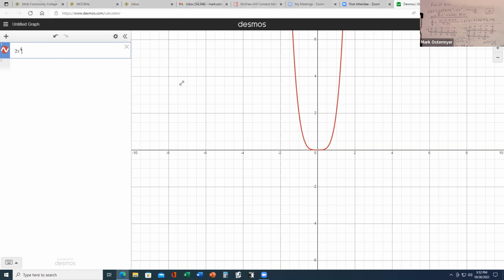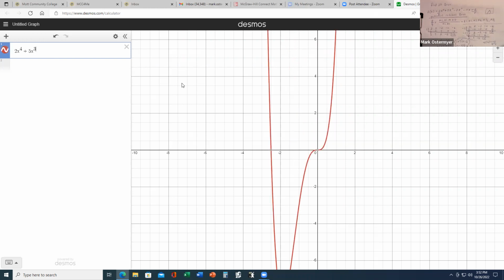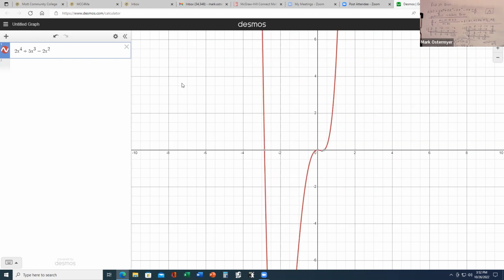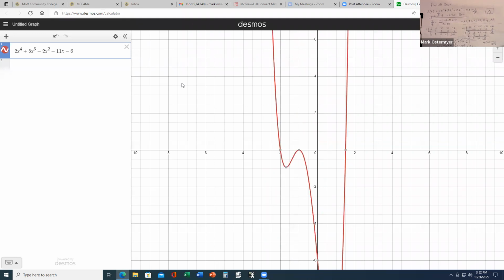So we got plus 5x raised to the third power minus 2x squared minus 11x minus 6. Let's convince ourselves. This is the graph of that fourth degree polynomial function. What were the zeros again?